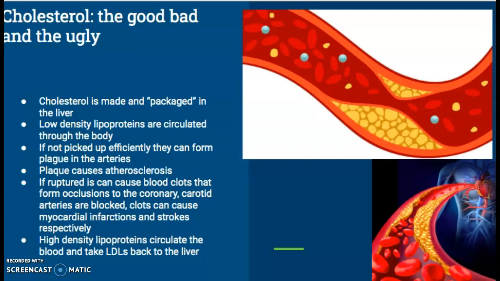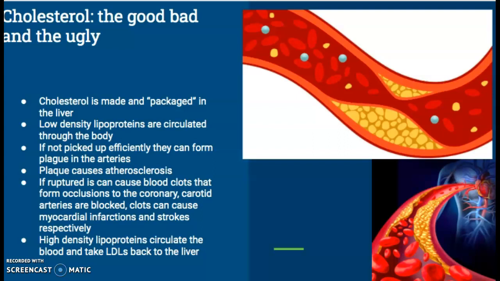So that's what the low density lipoproteins, or LDLs as I refer to them, are. That is what you can consider like the bad cholesterol that people talk about. If not picked up efficiently, they'll circulate the blood and start to stick together and form plaque in the arteries. Plaque causes arteriosclerosis, which is basically a narrowing of the arteries or the blood vessels.